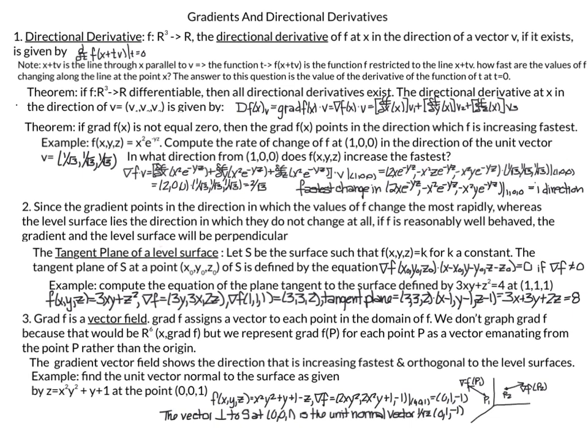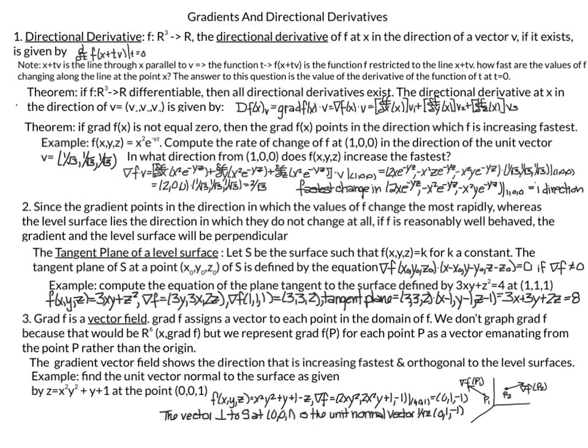You plug in 1, 0, 0, dot it with the vector, and your answer is 2 square root of 3. And in general, in what direction does f of x, y, z increase the fastest when you plug in 1, 0, 0? We see that the direction is the i direction.